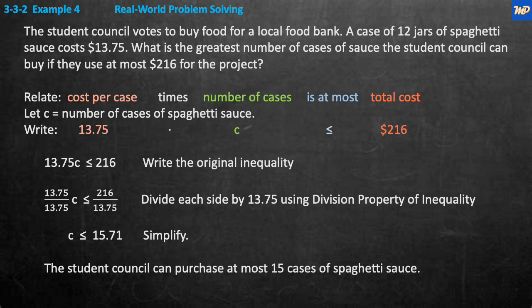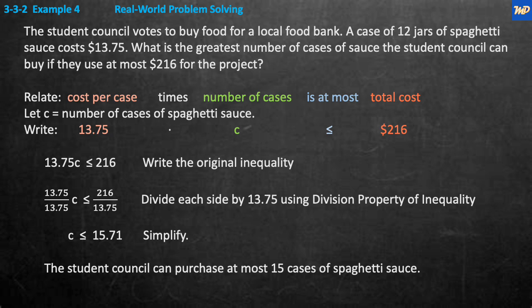What is the greatest number of cases of sauce the student council can buy if they use at most $216 for the project? So first thing we're going to do is try to convert this question into something that could be written into algebra, so to speak, right? So we're going to say, what is the cost? They want the cost of a case of 12 jars, the cost per case.